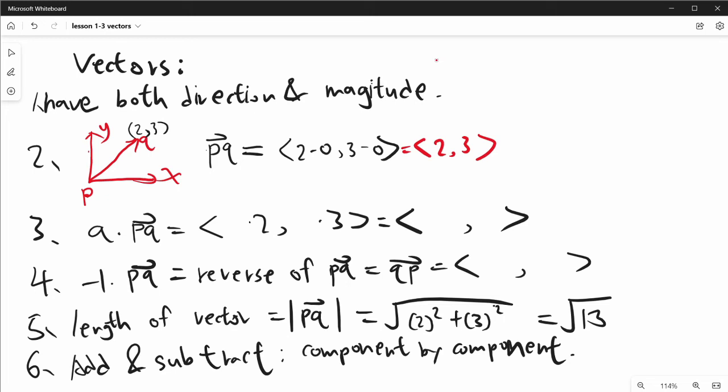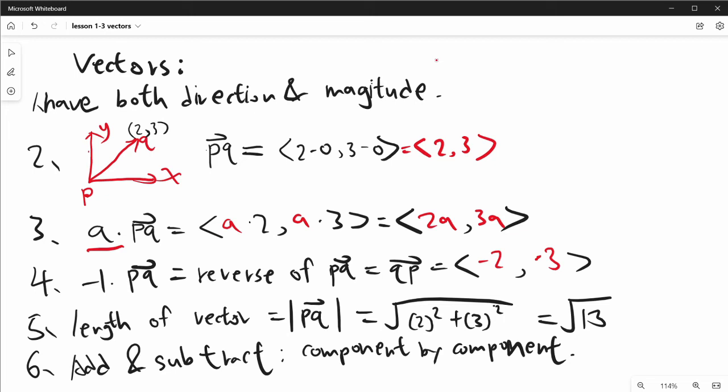And then vector scalar multiplication: if you multiply a constant a to the PQ vector, you just multiply it in with each component. It would be 2a and 3a as the resulting vector. Multiplying by -1 just reverses the vector, and reversing vector PQ is the same as saying QP. It's going the other way with the same magnitude. So in this situation, it would be ⟨-2, -3⟩.